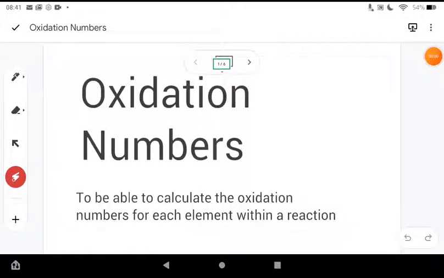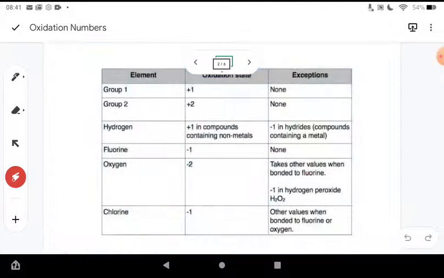So this lesson is going to be having a look at oxidation numbers and how to calculate the oxidation numbers of different elements within a reaction, and therefore to figure out which ones have been oxidized and reduced. So there are some rules here. The first main rule is that if an element is by itself, it has an oxidation number of 0.